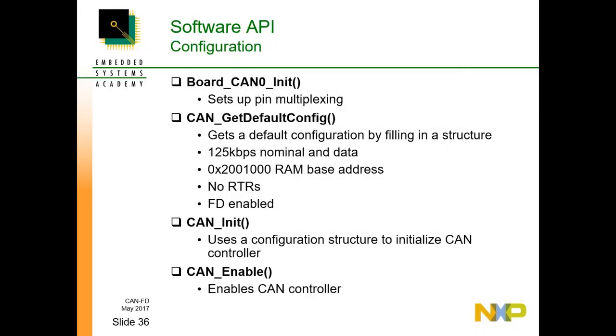The configuration is fairly straightforward. There is a function in the board support library to set up the pins for use with CAN. In this example, we use both CAN controllers and configure the pins for both of them. Initialization is performed by calling init and passing a structure with the settings to be used. The API provides a function that can fill in the structure with reasonable defaults, so only the differences need to be explicitly configured. And once initialized, an enable function is called to enable the CAN controller. So pretty straightforward.